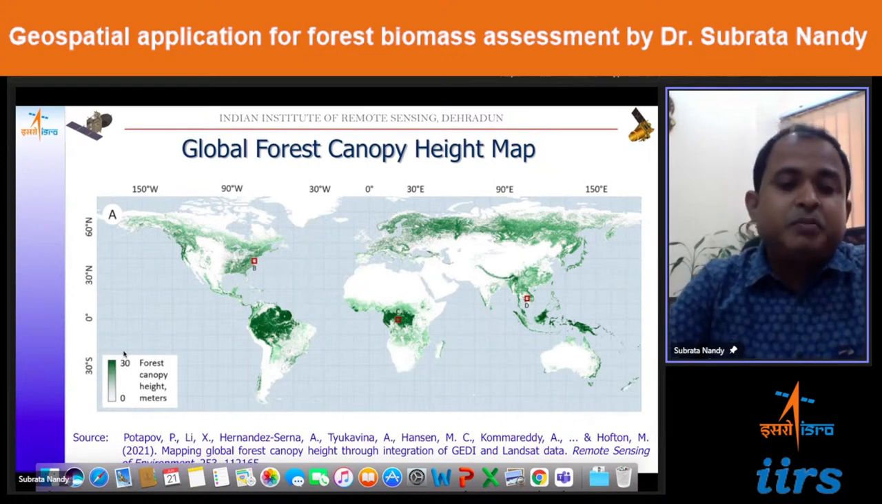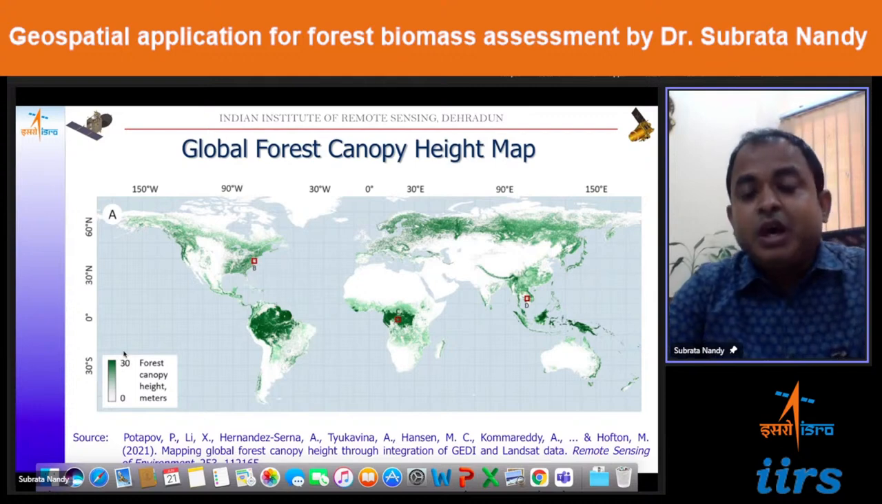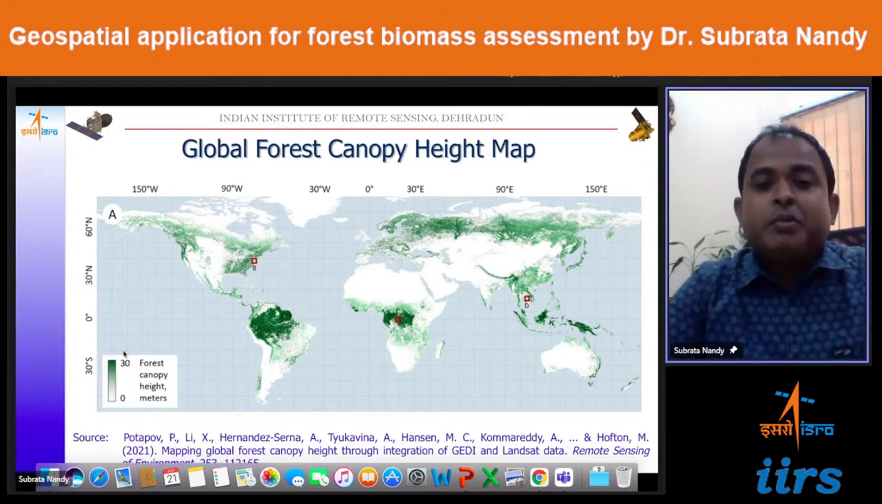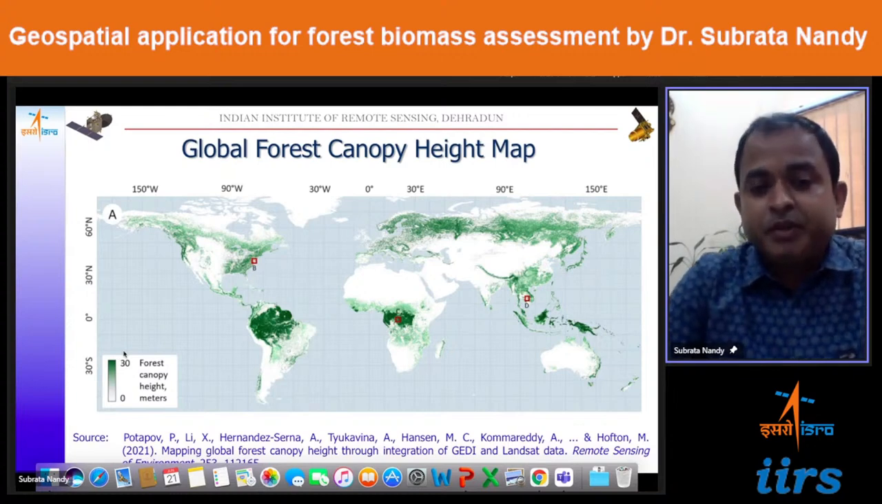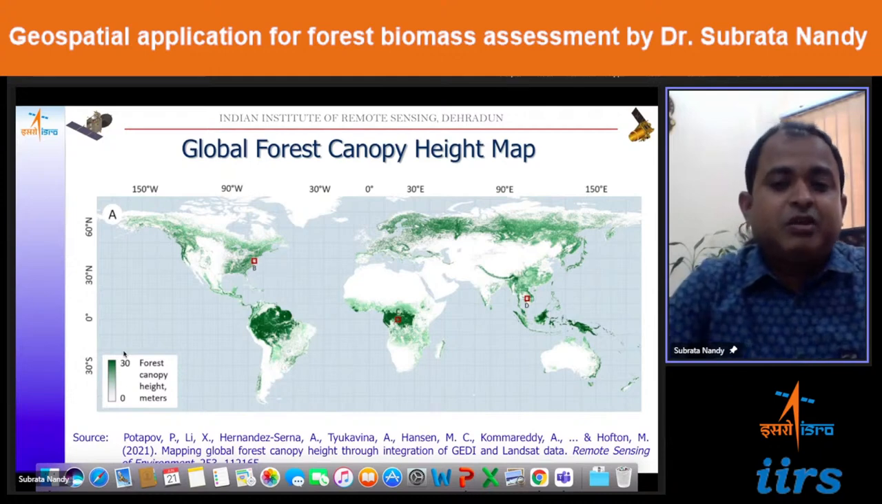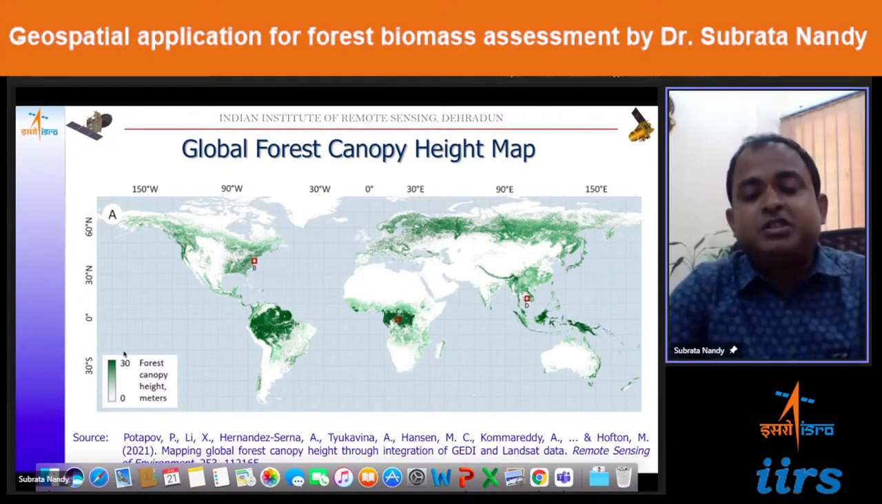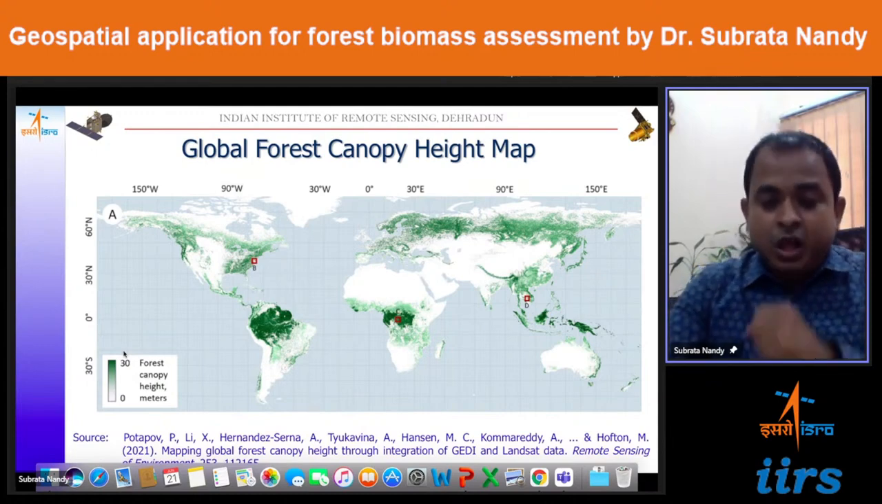There is one publication by Potapov in 2021. After this, there is one more, where they have generated a global forest canopy height map. It is downloadable grid-wise, and you can try it in your own area to see how accurate the generated canopy height map is.